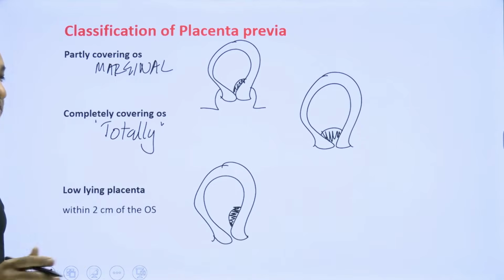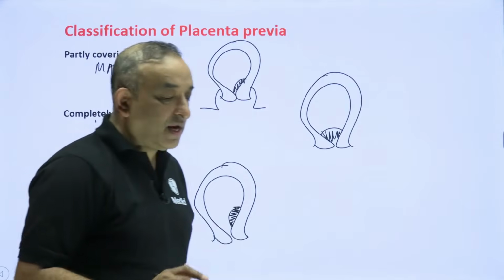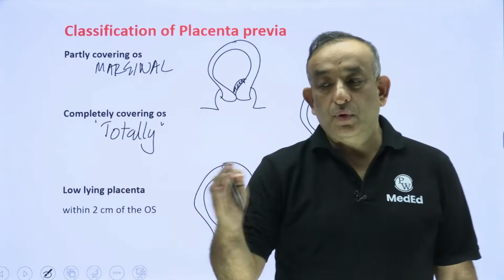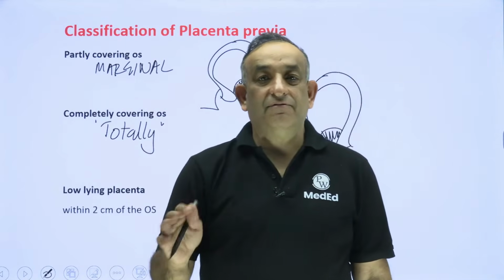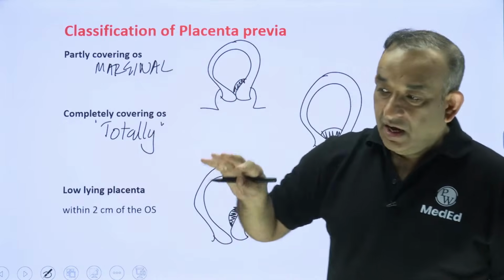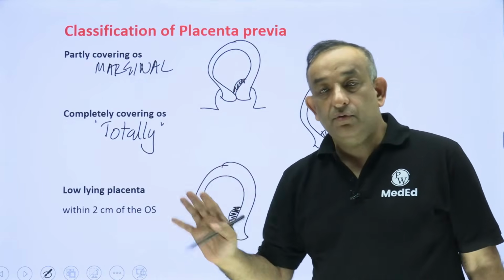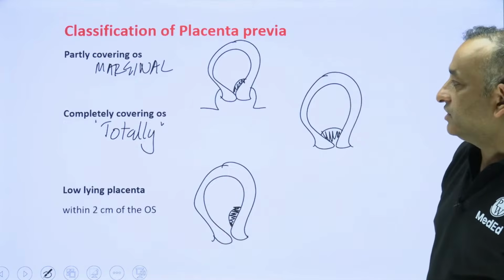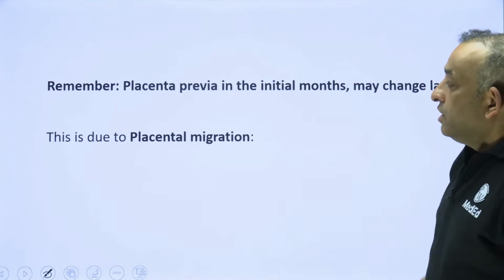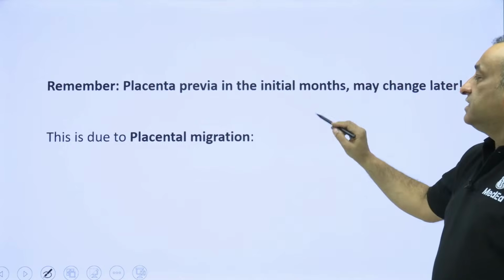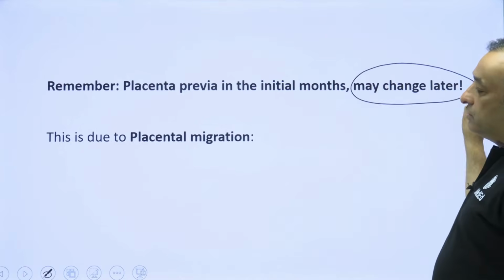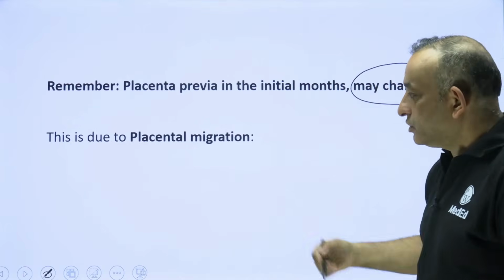So this is the classification which is coming in the exam these days. We are not asking you type 1, type 2A, type 2B, type 3, type 4, all that is outdated classification. And I'm sure if you write this one, your teachers will give you all the marks which are required. This is the classification: partly covering, totally covering. Remember, the placenta which is in the initial months may change later because of placental migration. I told you that already. I showed you with my hands.